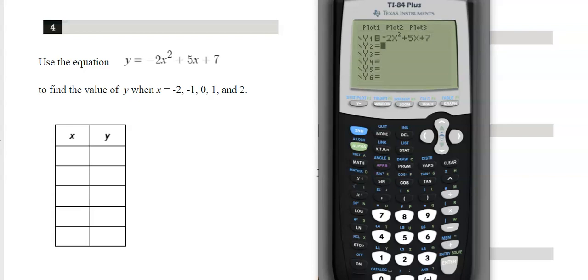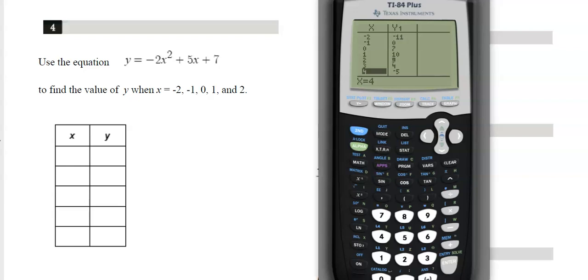Now, if I want the table, right up in the very top right above the word graph in blue, you'll see table. So I'm going to go second graph, which is my table. And now I can use the arrows to go down and see what I want. I needed to start at -2. So we have -11, 0, 7, 10, 9.